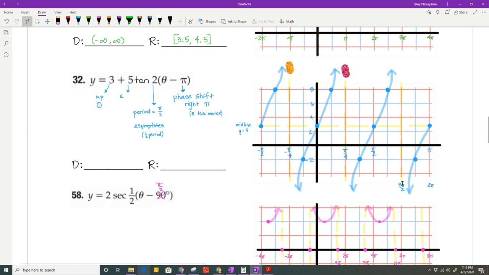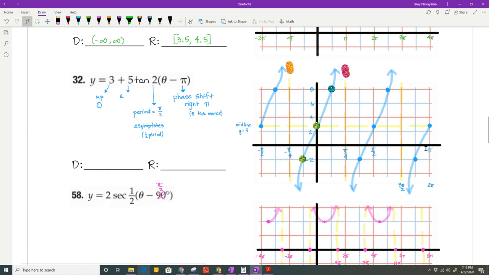Okay. The next key point that I have is halfway between the two asymptotes is a 0 on my midline. So I have that point right there. And then I'm going halfway to the right, tangent rises. So halfway between the 0 and the asymptote, it goes up to that A value. So up 5 puts me here, and down 5 puts me there. So I have my asymptotes 4 units apart, and I'm going to continue that on my graph and then connect it to look like the tangent graph.